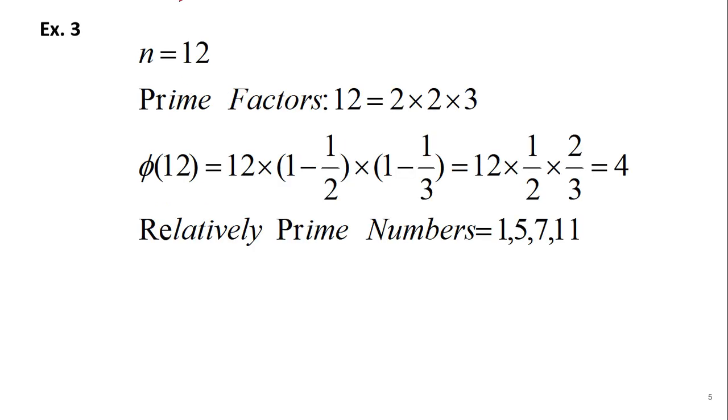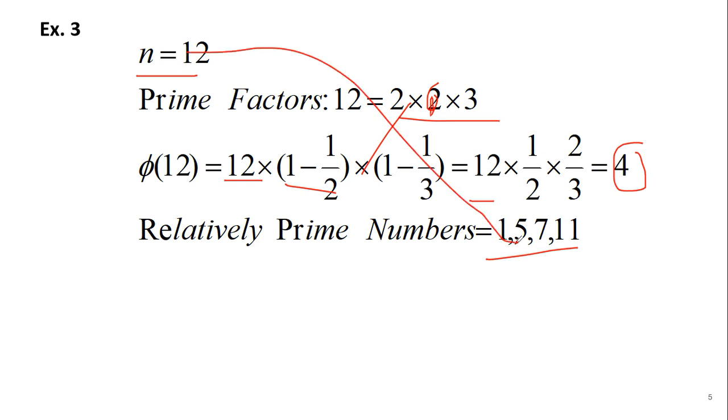Now the next example, n equal to 12. The prime factors of 12 are 2 times 2 times 3. We do not take the factor 2 twice in the calculation because it is repeated. So phi of 12 is equal to 12 times (1 minus 1/2) times (1 minus 1/3). After calculation we get the number 4, and we can check that 1, 5, 7, 11 are co-prime to 12. When we take the GCD of these numbers with respect to 12, the GCD is 1.